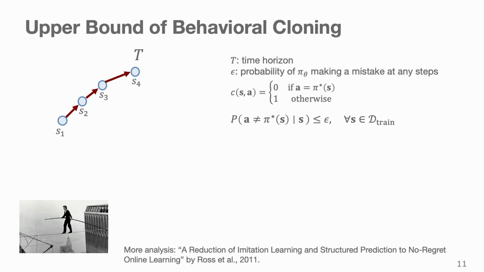And the reason for this is that we can define this cost function where the cost is 0 if the action matches the expert, and it's 1 if it doesn't. And we assume now that on our training states, the probability of a mistake is bounded by epsilon.